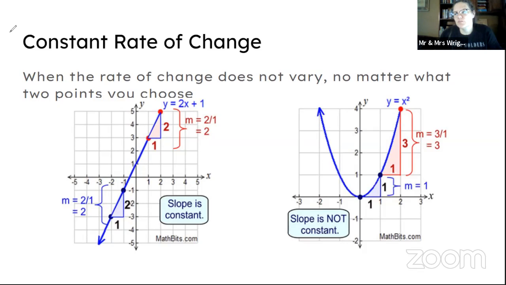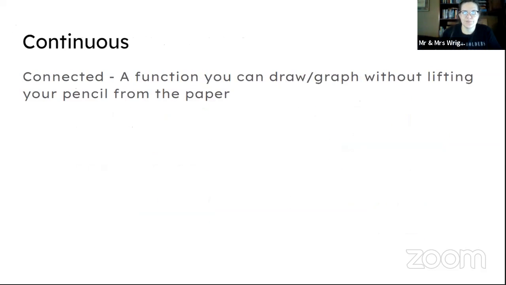But then when they chose this blue dot, it's a vertical change of 1 over a horizontal change of 1, resulting in a rate of change of 1. 3 and 1, those are two different numbers, so it's not a constant rate of change.